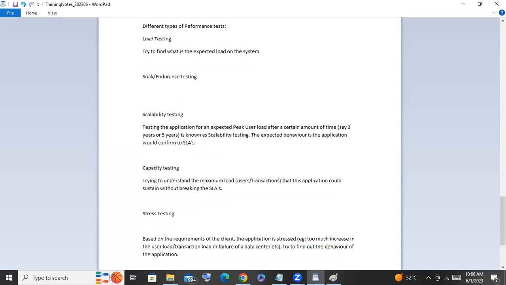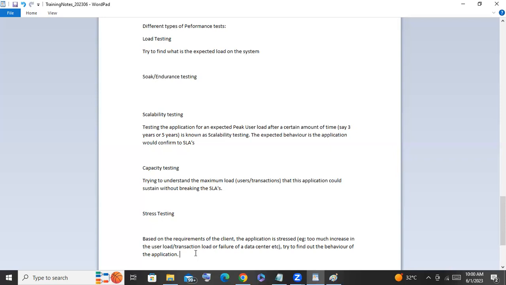Okay, the main goal is not whether the application is able to conform to the SLAs or not. That is not the main goal. The main goal is to find out the behavior of the application, how it is behaving when it is stressed out. That's it. Okay, clear about it, guys? Yes.